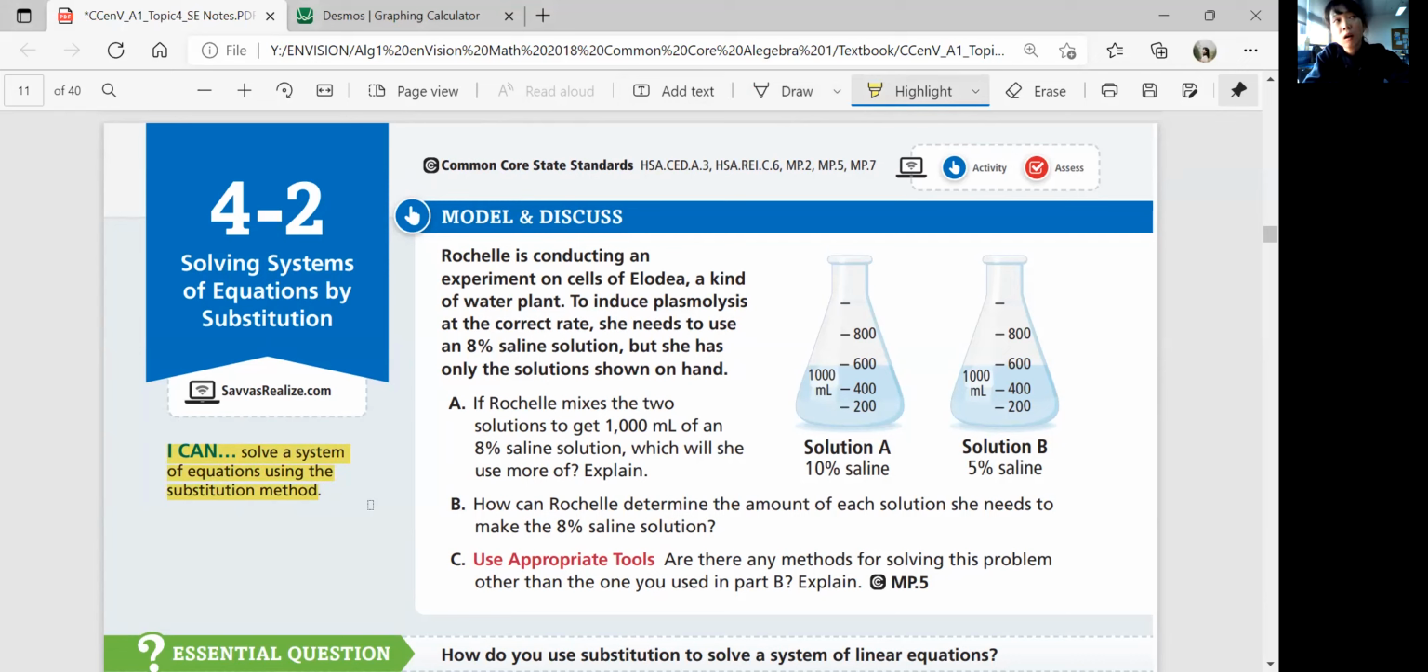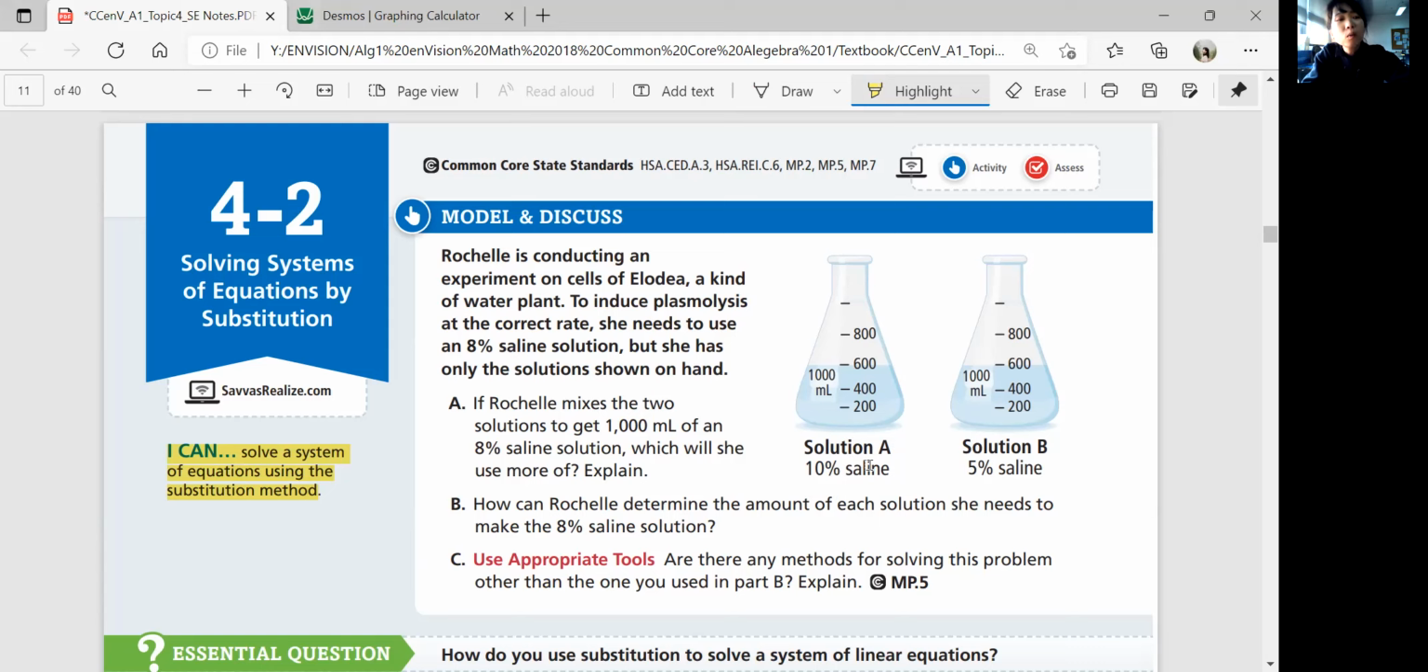We're going to focus more on the algebra part. Let's look at the model and discuss. Rochelle is conducting an experiment on cells on Elodea, a kind of water plant. To induce plasmolysis at the correct rate, she needs to use an 8% saline solution. But she has only the solutions shown on hand. Solution A is 10% saline. Solution B is 5% saline. So if Rochelle mixes the two solutions to get 1,000 milliliters of an 8% saline solution, which will she use more of?